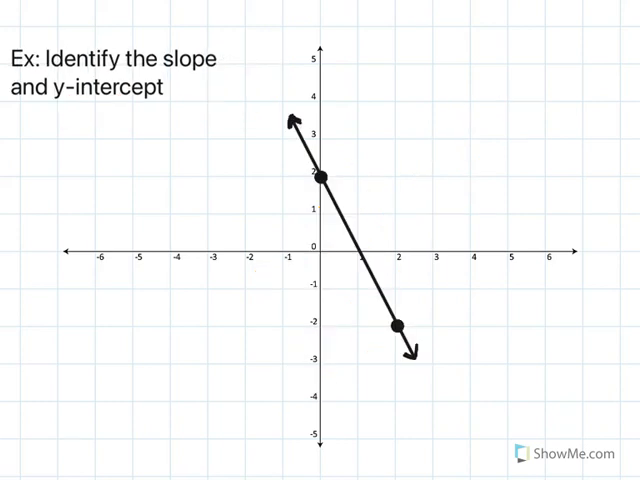Identify the slope and the y-intercept here. Okay, again, I look at my y-axis. This is where it crosses. So my y-intercept is 0, 2, because it crosses at the point of 2.